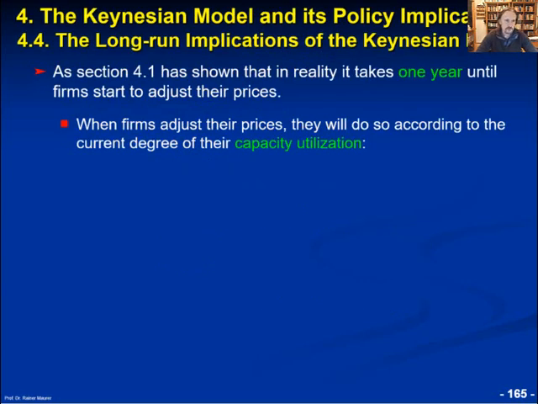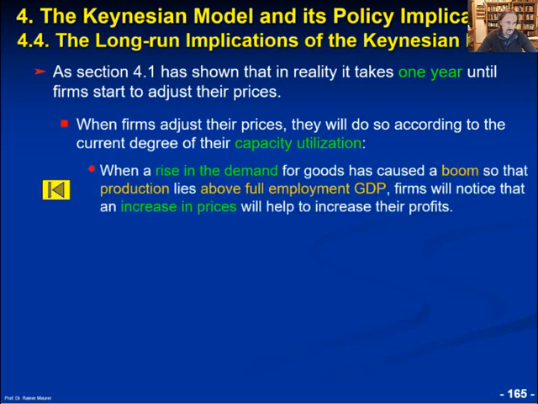As section 4.1 of this chapter has shown, in reality it takes around 1 year until firms start to adjust their prices. Within this time span, prices are typically constant. When firms adjust their prices, they will do so according to the current degree of capacity utilization. For example, when a rise in demand for goods has caused an economic boom so that production lies above full employment GDP, firms will notice that an increase in prices will help to increase their profits.